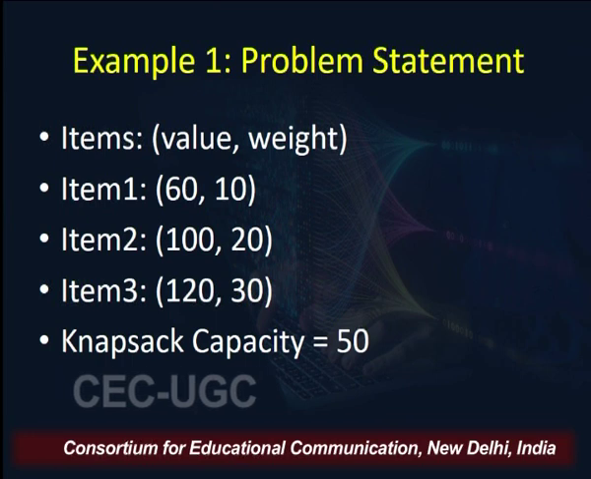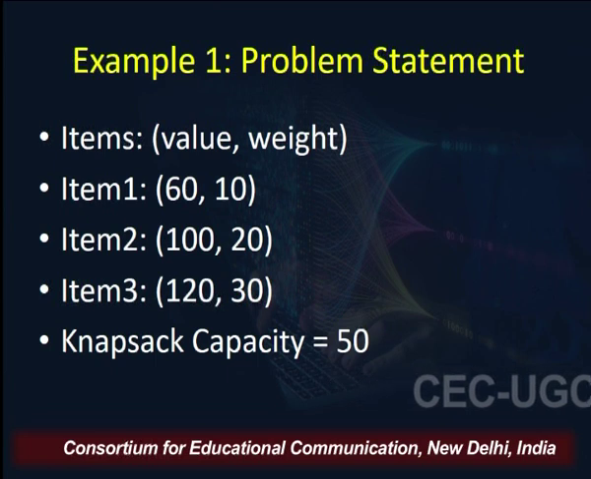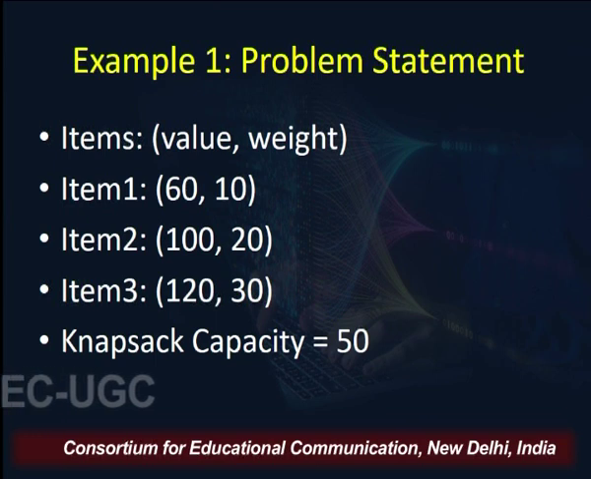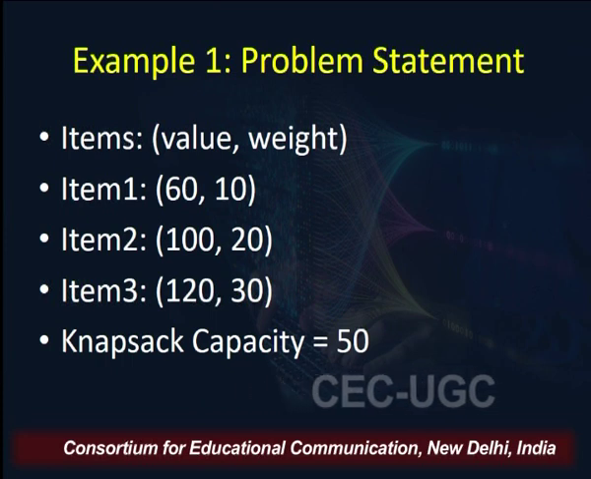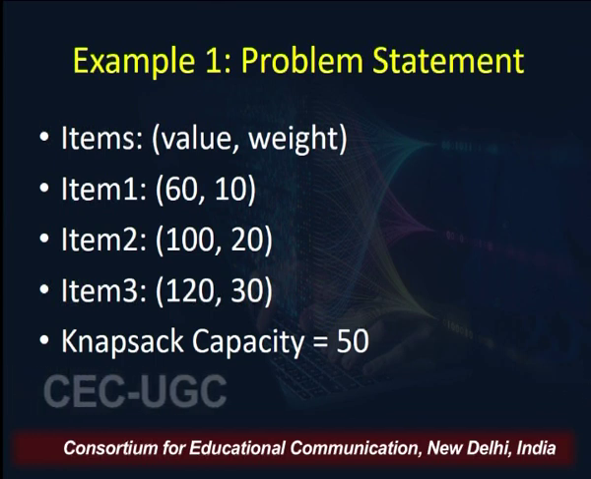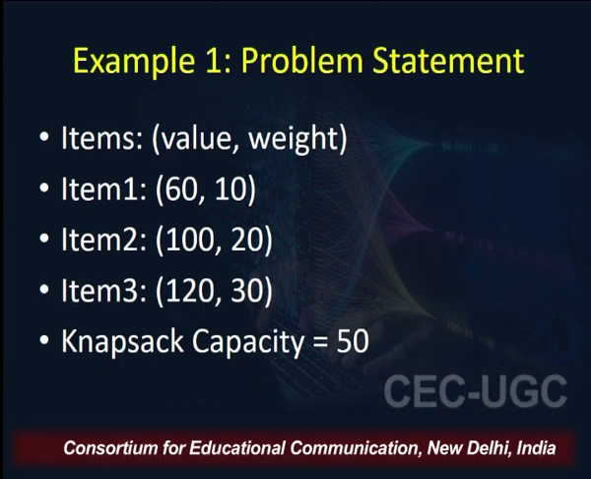Now, if you want to include all the items in full, is it possible? No, because the weight of item 1 is 10, item 2 is 20 and item 3 is 30. So, 10 plus 20 plus 30 makes 60, and the capacity is 50. We cannot include items of 60 kgs in a knapsack of capacity 50. So, what do we do?